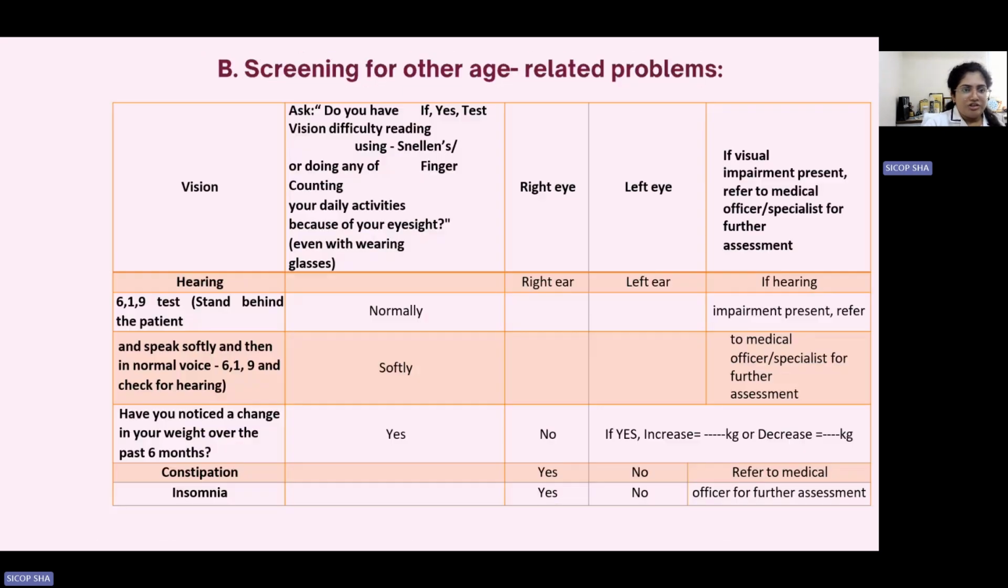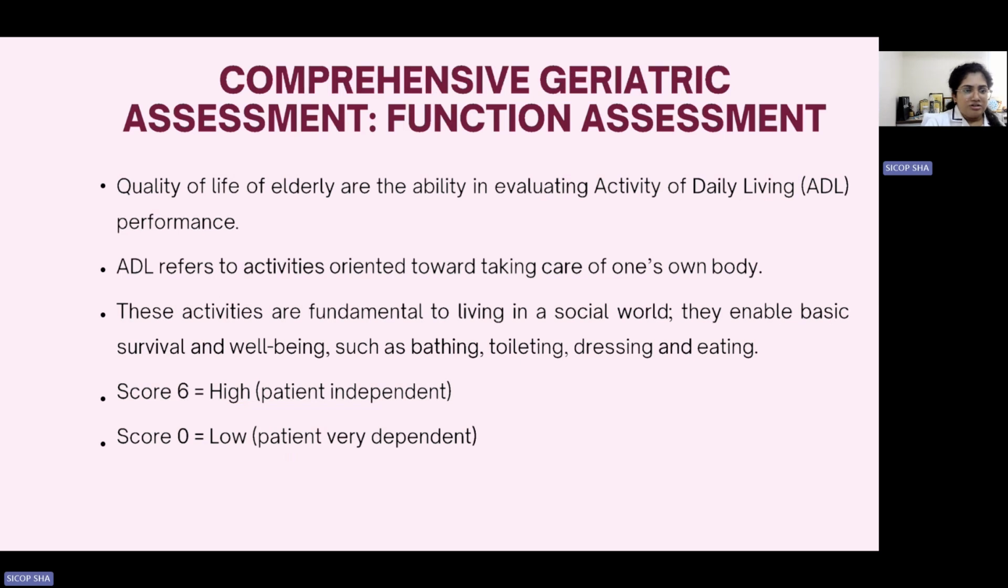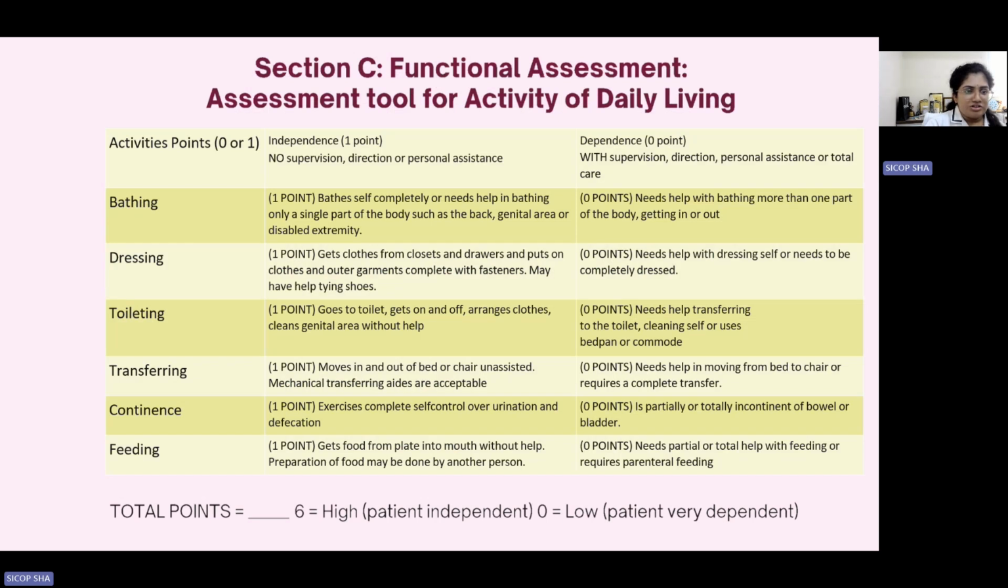In the last lecture, we saw the sections up to section 3 of the comprehensive geriatric assessment. Now we are looking at section C, that is functional assessment. The functional assessment tool is for activities of daily living. In the last lecture, we understood the importance of assessing activities of daily living, because in most cases patients have trouble with them.